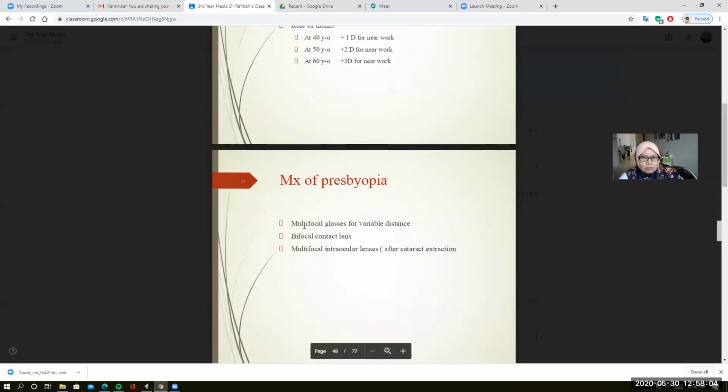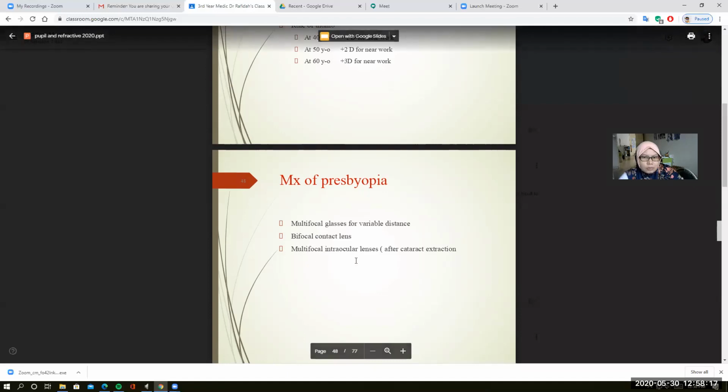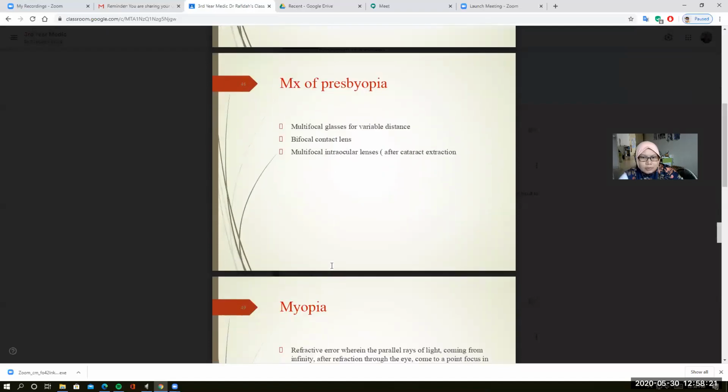You always give them glasses first, multifocal glasses or bifocal contact lenses, and last, multifocal intraocular lenses after cataract surgery. But some people will also advise LASIK for these people.